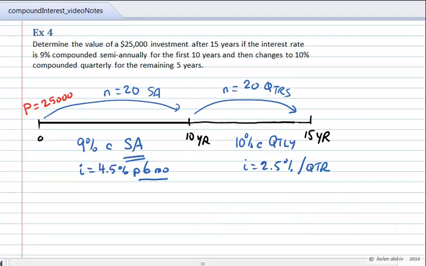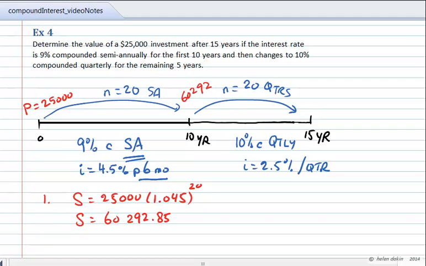We can do this in 2 steps, or we can actually do it in 1 step. I'll show you how to do it in 2 steps, and then I will demonstrate how you can calculate it all in 1 step. The first step is to take that $25,000 and determine the future value after the first 10-year period. Step 1 is to find the maturity value of the $25,000 with compound interest added at 1.045, 4.5% per 6-month period, for 20 semi-annual periods. That gives us a maturity value of $60,292.85 after the 10-year period.